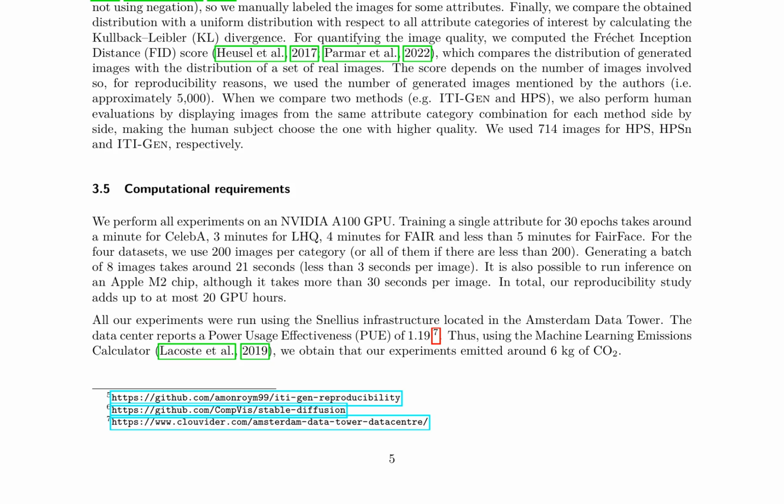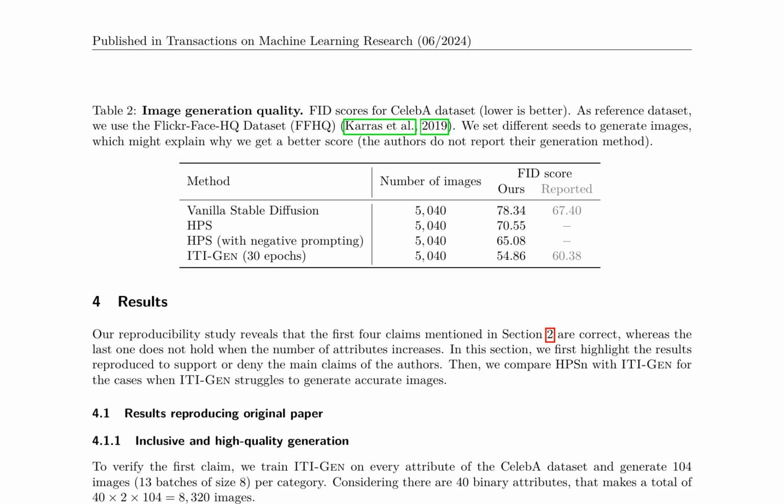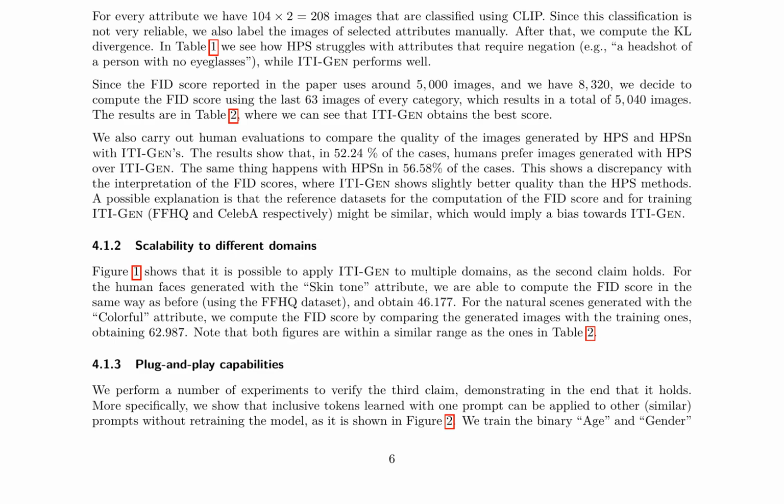However, human evaluations show a preference for HPS in 52.24% of the cases, highlighting a discrepancy between the FID scores and human perception. The study also demonstrates ITI-GEN scalability to different domains, such as natural scenes, and its plug-and-play capabilities with similar prompts. The computational requirements are discussed, including the use of an NVIDIA A100 GPU and the Snellius infrastructure, with an estimated CO2 emission of 6 kg.